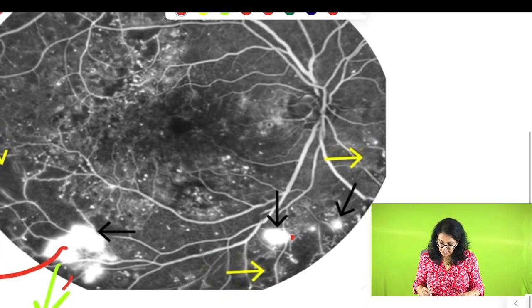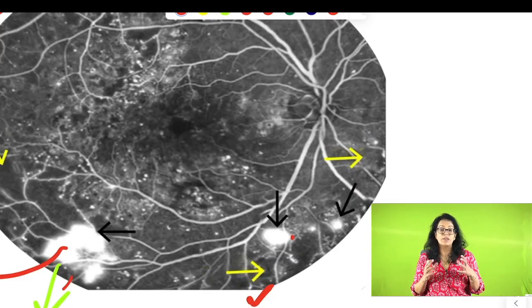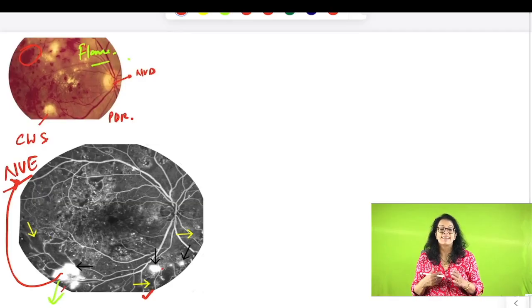And the yellow ones are showing you the necrotic area or hypoxic area because of which there has been this new vessel formation.